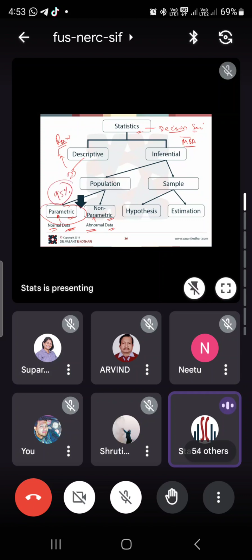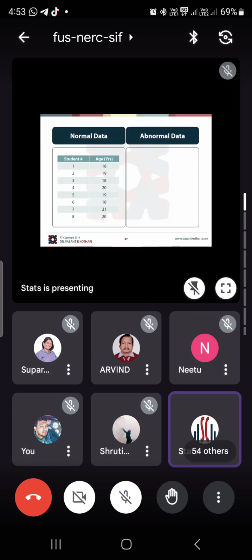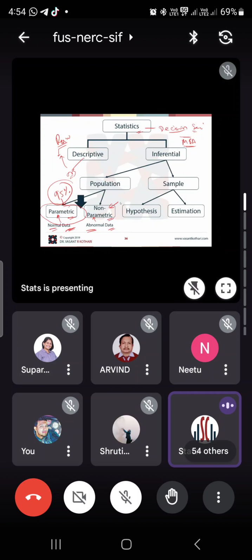95% of the time we are using the parametric statistic. We are taking decisions based on the parametric statistic. But still we do have the non-parametric statistic as well. We'll discuss that also. Now let's understand the concept of normal data and abnormal data. Please listen carefully, because this will clear the funda of what is a parametric statistic and what is a non-parametric statistic.